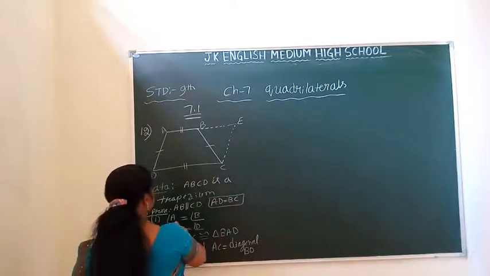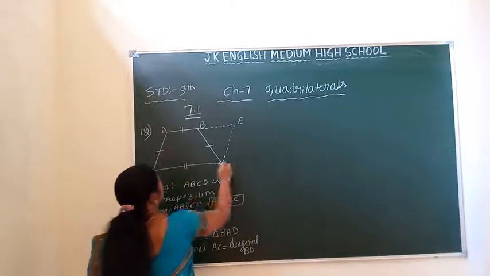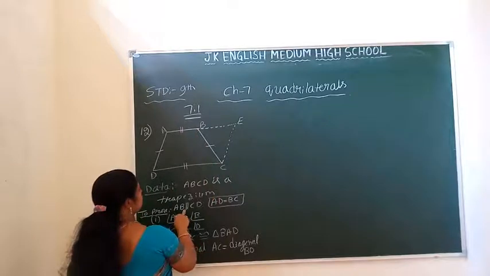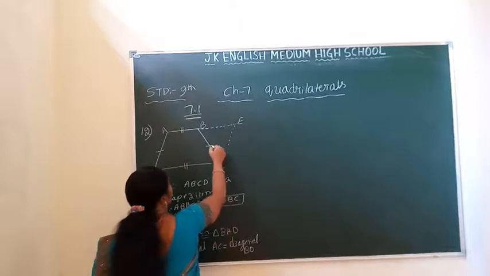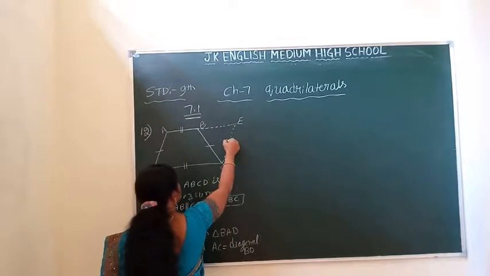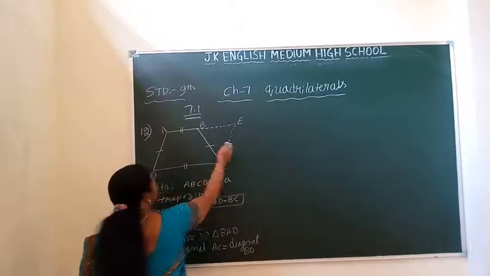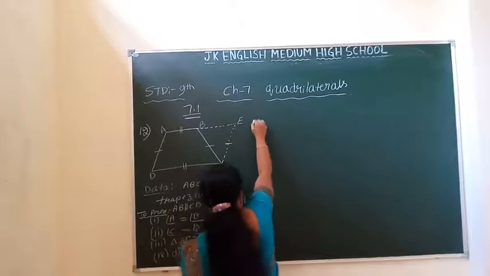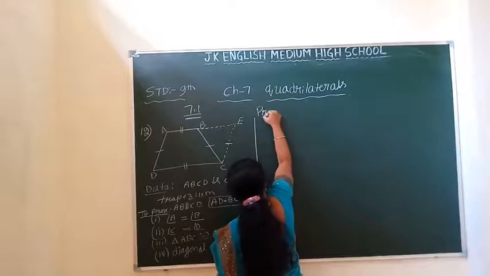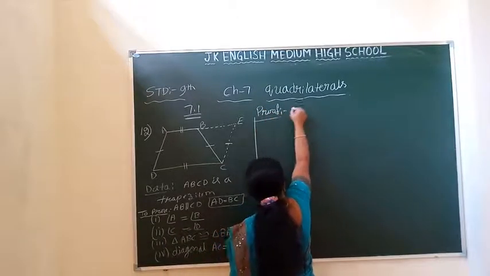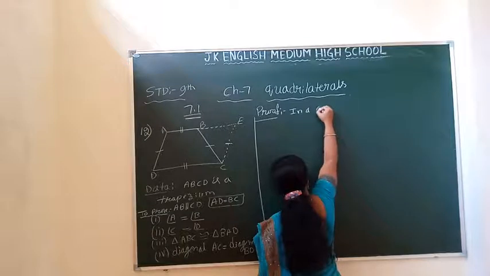Now, I have to prove angle A is equal to angle B. In the trapezium we know AB is parallel to CD and AD is equal to BC. We constructed it in such a manner that these sides are equal. So the inner quadrilateral, the first proof.